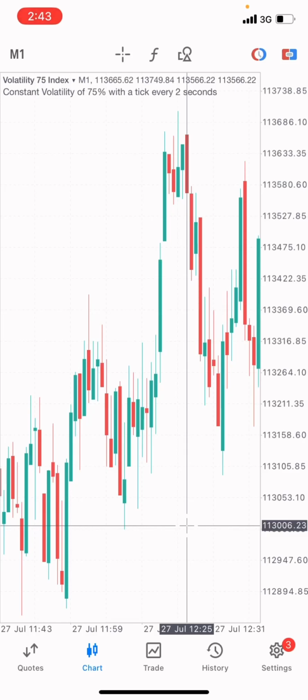Volatility 75 is one of the easiest markets to trade. I'm going to show you why I said so and how to trade this market the easy way with a good strategy. All right, so let's get started. Now we're going to first start with an indicator called the Bollinger Bands.